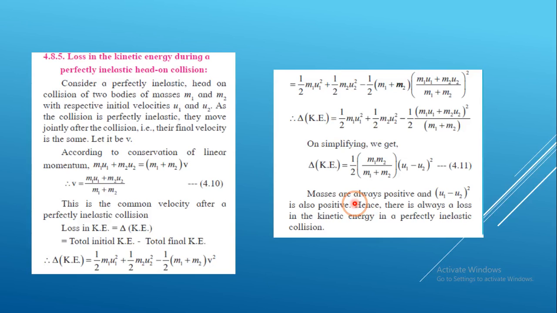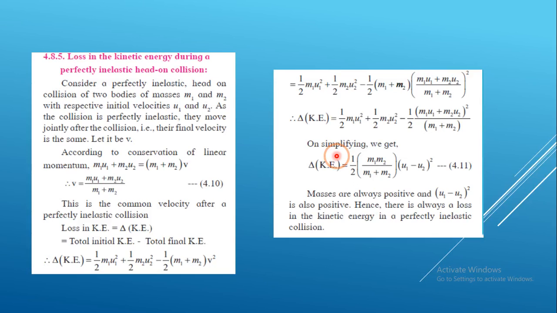The last point of this lecture is the loss in kinetic energy during a perfectly inelastic head-on collision. As we all know, there is a loss in kinetic energy in a perfectly inelastic collision. So we are going to find out that value only, कि कितना kinetic energy loss हो रहा है. For this we are going to consider a perfectly inelastic head-on collision of two bodies having masses m1 and m2, and their initial velocities are u1 and u2 and final are v1 and v2.